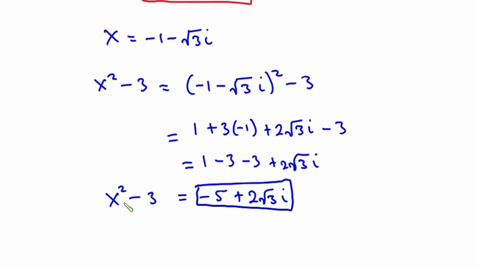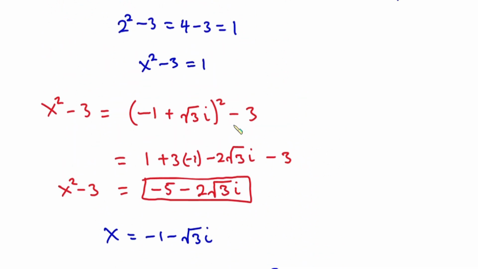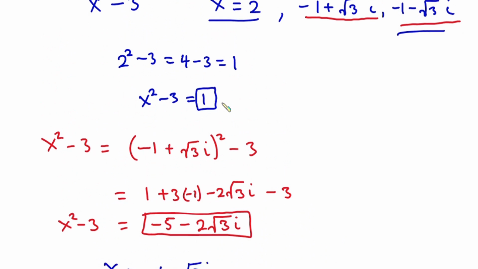We have x squared minus 3 is equal to negative 5 plus 2 root 3i. Then here we have negative 5 minus 2 root 3i. Then lastly we have 1. So that is pretty much it.